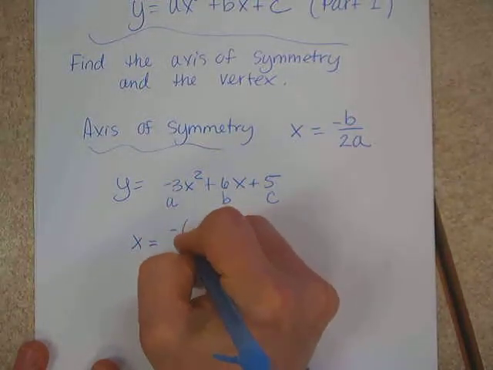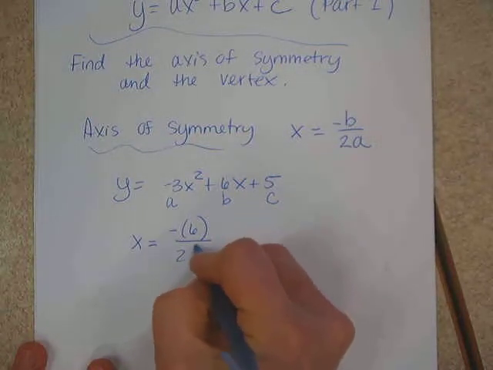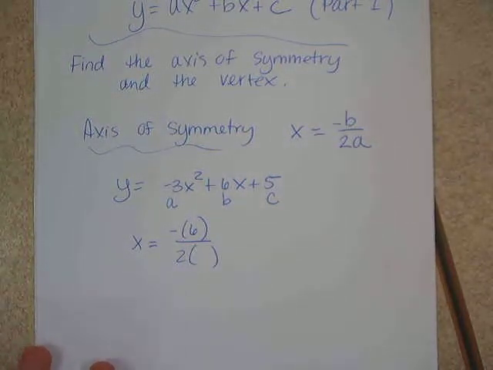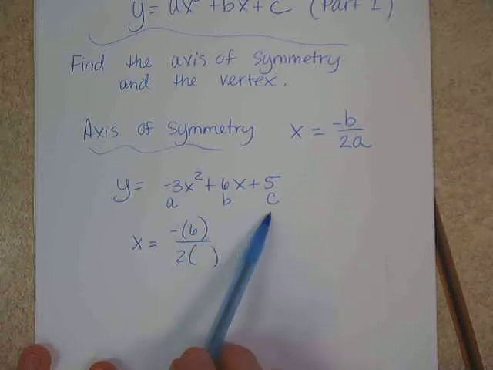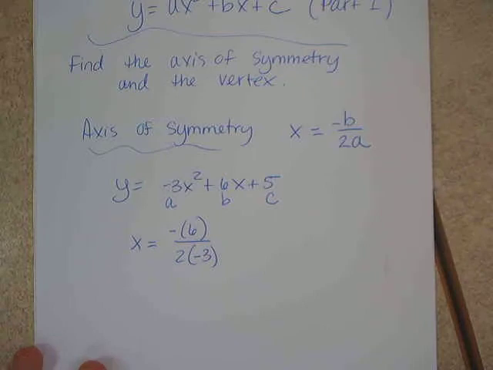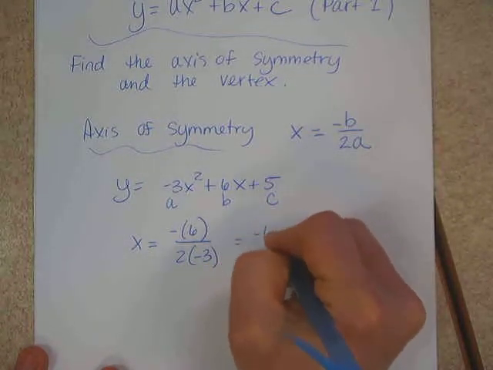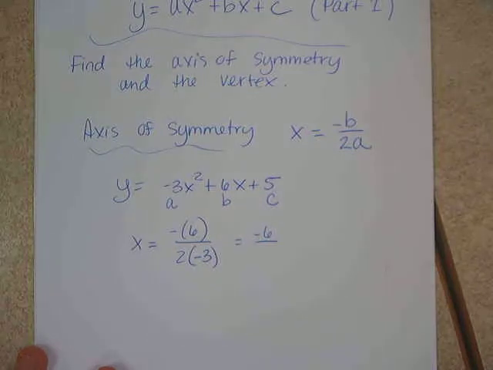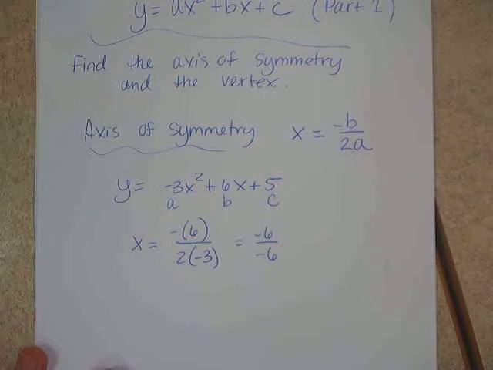So we have x equals, b is 6, so we have negative, and you might want to use parentheses when you're plugging stuff in, because if you plug in a negative, then that negative is going to change. Okay, but b is 6, and a is -3. So we plug it in and simplify. On top we have -6. On the bottom we have -6.